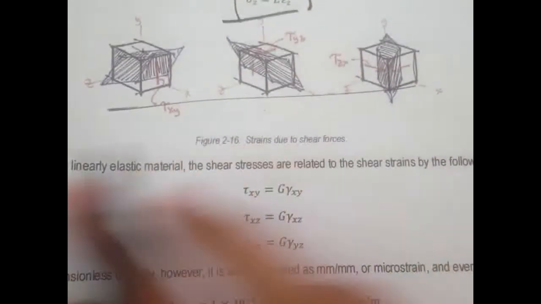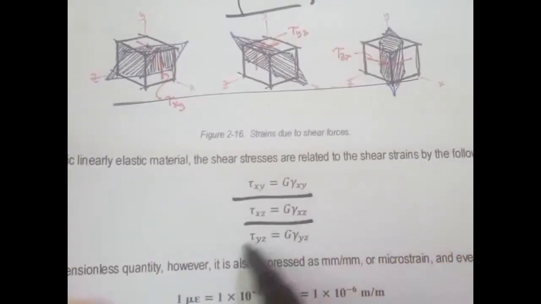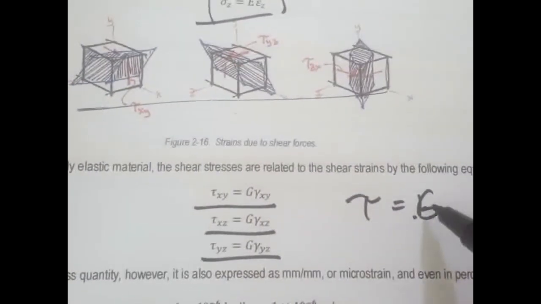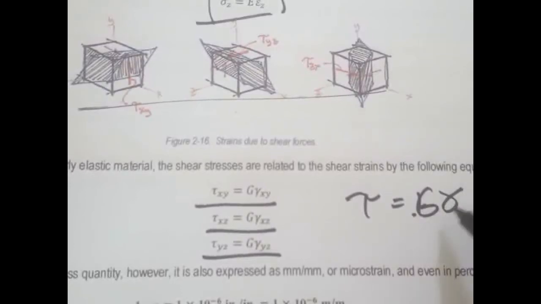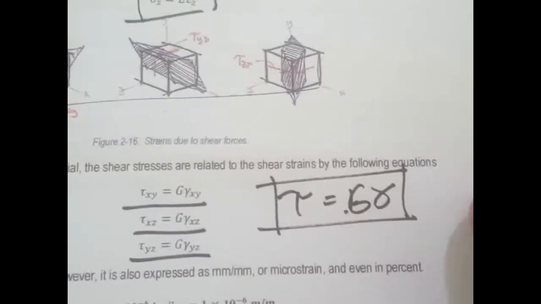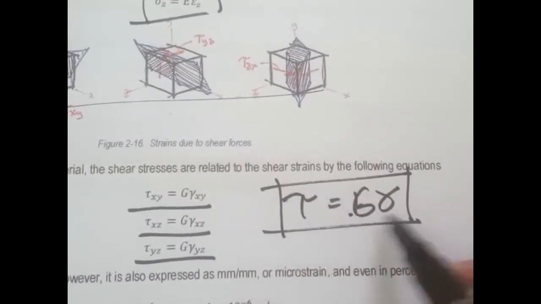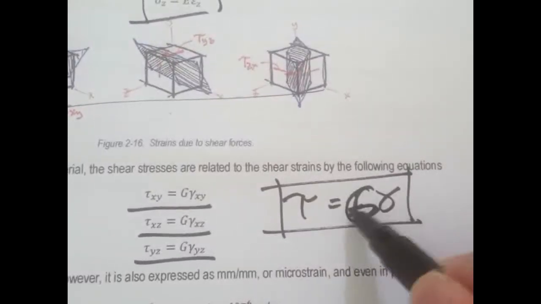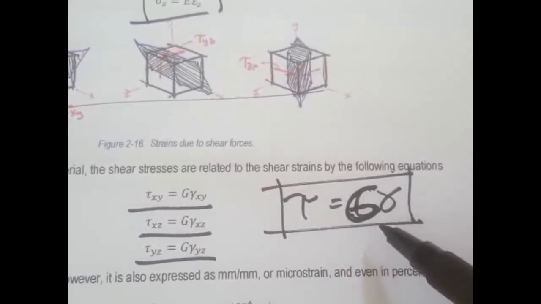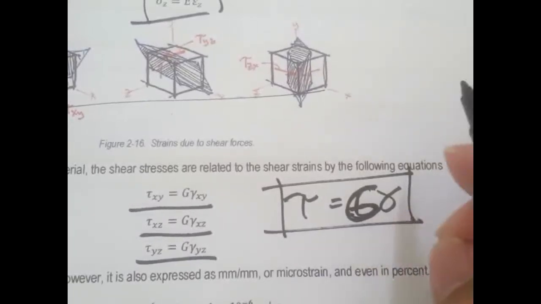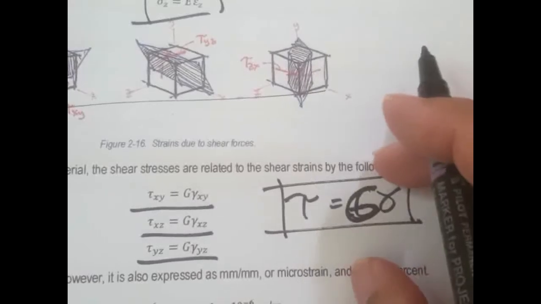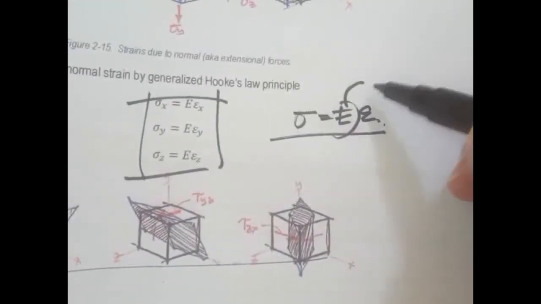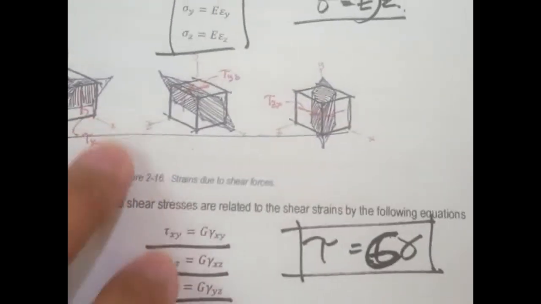Now for shear, it's almost the same, because the shear stress is equal to the modulus of rigidity times the shear strain. So this is the relationship, that the shear stress is directly proportional to the shear strain, but the proportionality constant is letter G, and this G is referred to as the modulus of rigidity. This one is rigidity, the other one is elasticity, modulus of elasticity.